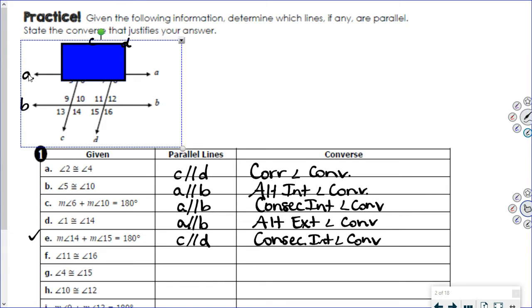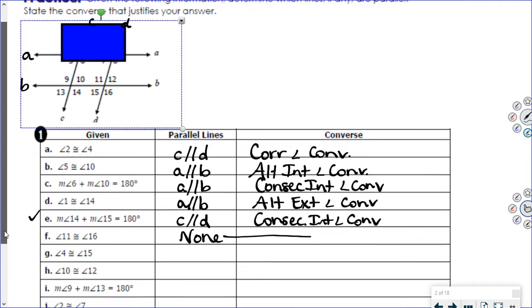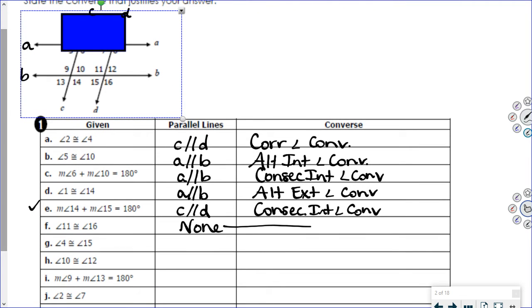Those two are parallel. Now 11 and 16, if we look at those, we could technically cover up the top and the left, because those are vertical angles. So because they're vertical angles, they don't prove anything about parallel. So vertical angles, those are thrown out. You don't have to do anything because they don't prove any lines are parallel.